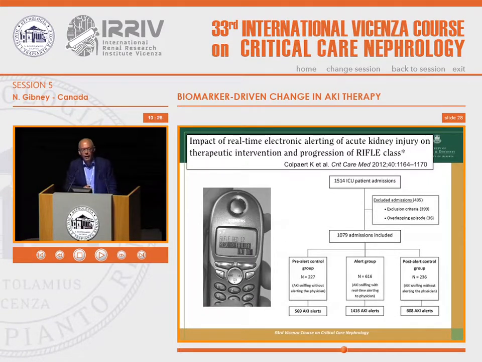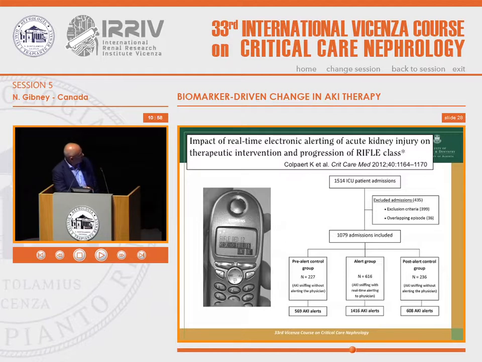We've heard already from Michael about sniffers, and we heard yesterday from Dr. Kashani, the impact of using electronic sniffers to identify and notify us when patients are oliguric or when we see a rise in creatinine, so that in fact we can actually intervene. This is the system used in Ghent by Dr. Colpert and Dr. Host. And they looked at 1,500 ICU patients. They eventually included about 1,000.